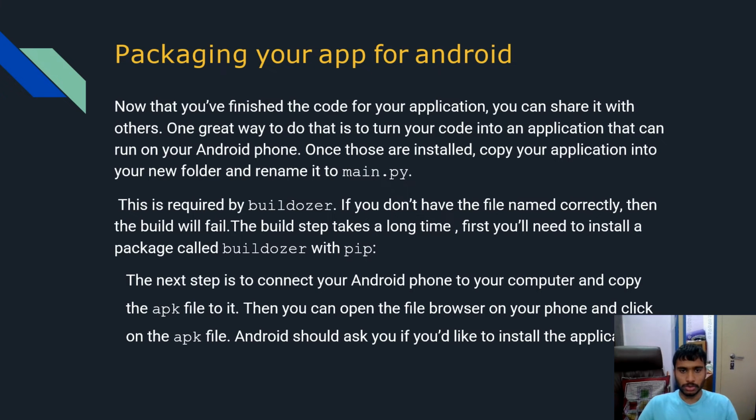Then you can open the file browser on your phone and click on the APK file. Android should ask you if you would like to install the application. Once the application is done, the next job is to run the APK file and open your application. That's it. Our job is done.